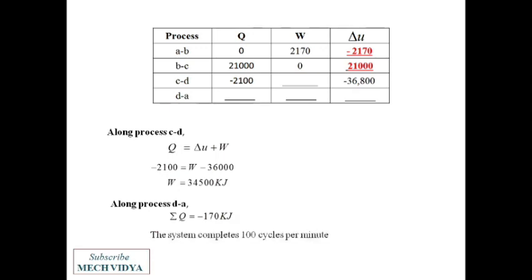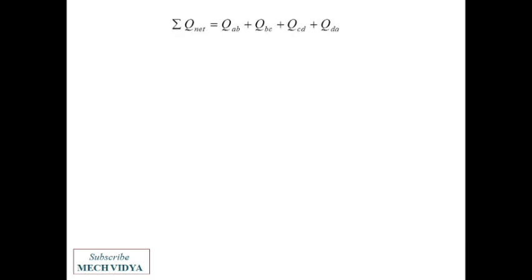So the net summation of heat transfer will be minus 170 into 100. So it will be minus 17,000 kilojoule. This is the net heat transfer during the entire cycle. Now again, the net heat transfer is nothing but the sum of the heat transfers in the individual processes. The cycle comprises 4 processes, AB, BC, CD and DA. So if I add all these heat transfers, I will get the net heat transfer.